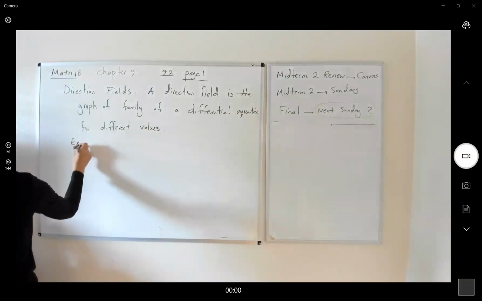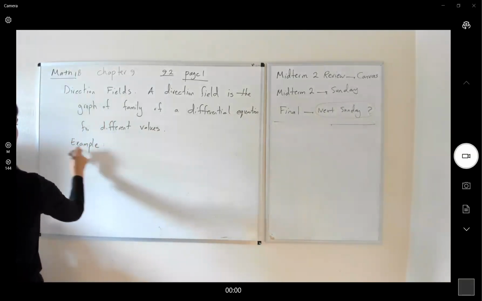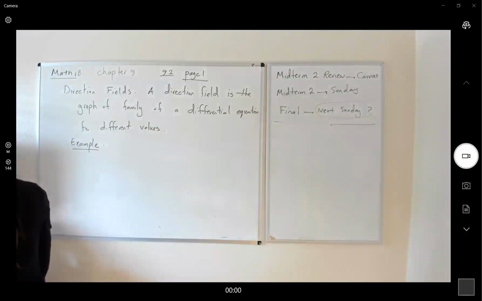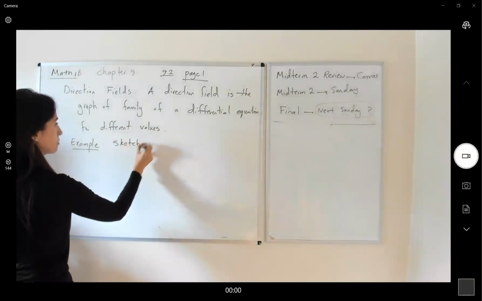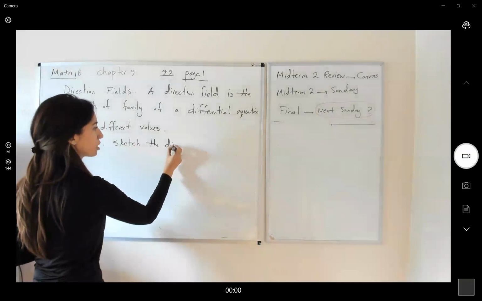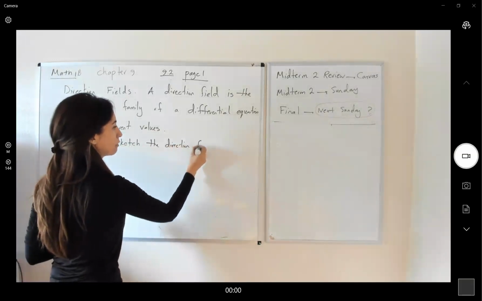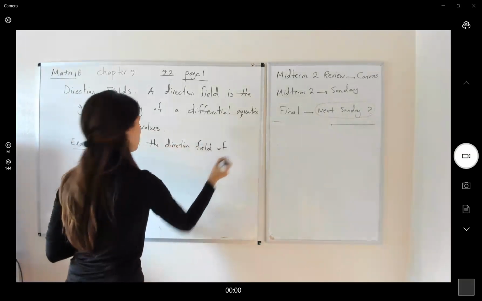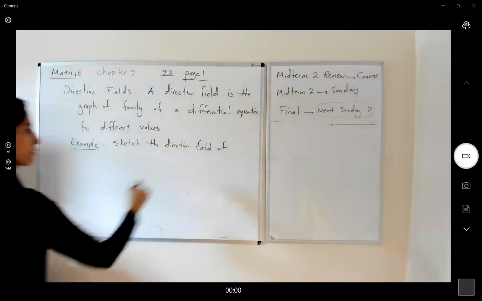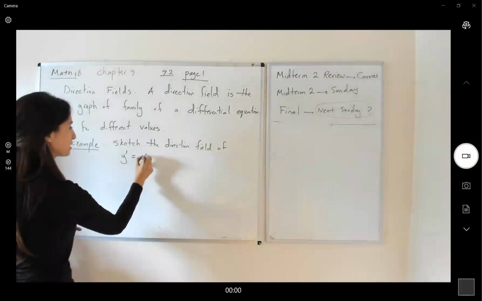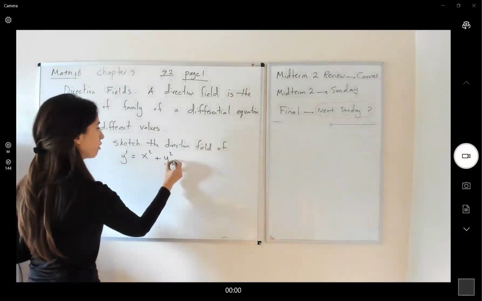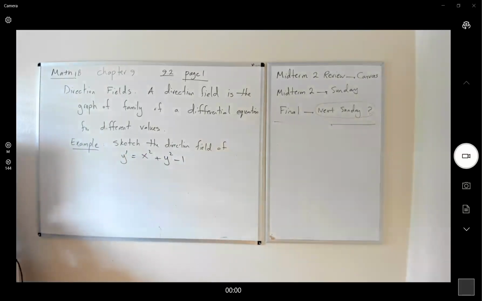Example. This example says, sketch the direction field of the differential equation y prime equals x squared plus y squared minus 1.